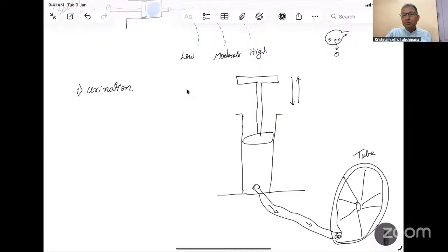Yes, sir. The pressure is getting built in the tube because of what? Because of the pumping, the up and down movement of the piston or handle. The up and down of the piston is creating pressure in the tube.